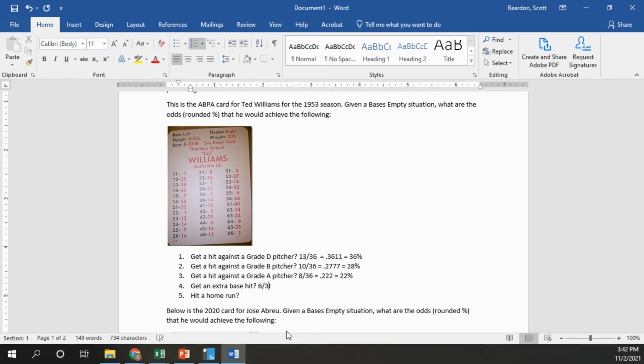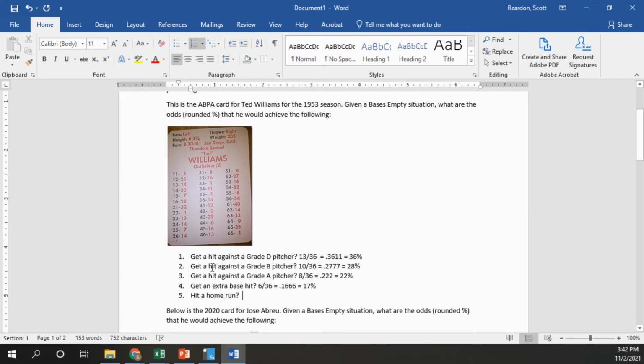6 divided by a total of 36 dice rolls equals 0.16666, which as you can probably see is going to be a 17% chance. Which means 1 out of every 6 plate appearances, he's getting an extra base hit. Now we're looking at one of the outstanding performances in a year for Ted Williams. In fact, we might need to Google and see what his stats were. That's amazing. Finally, what are his odds of hitting a home run?